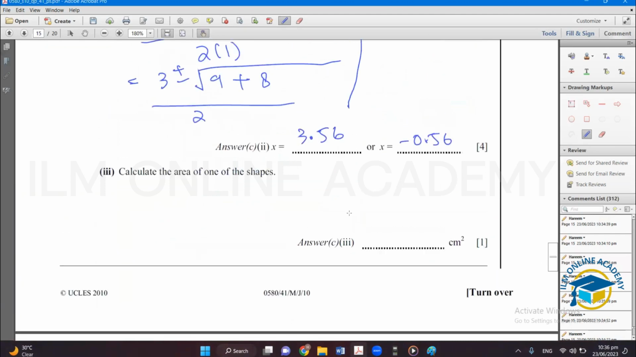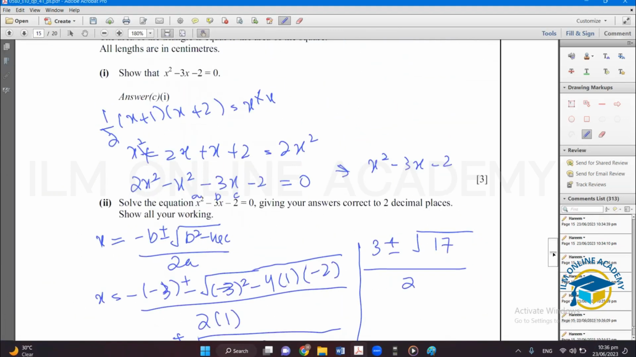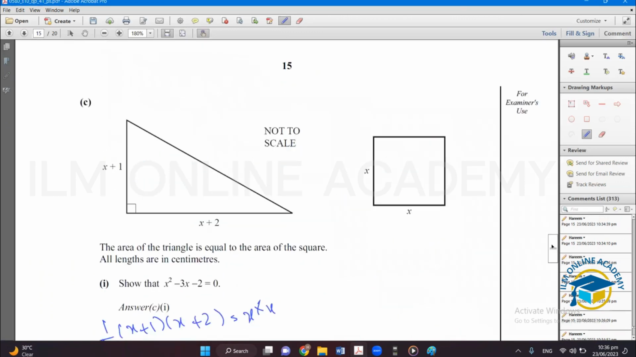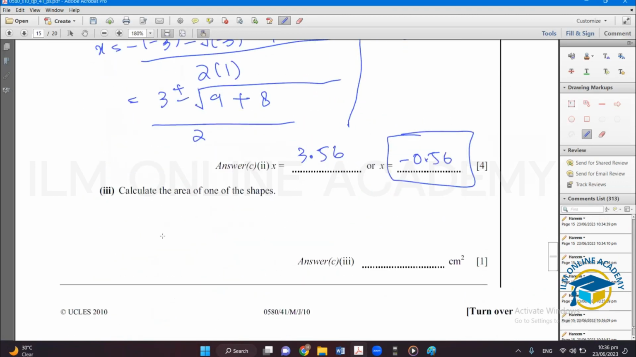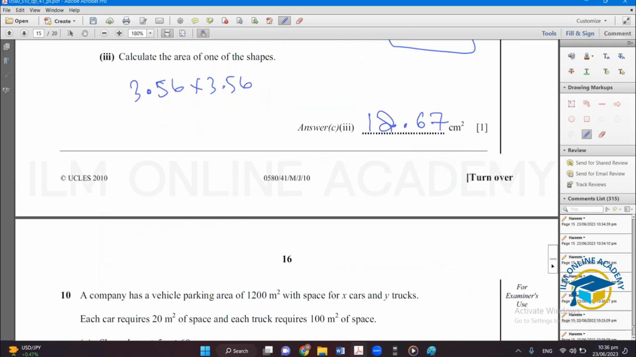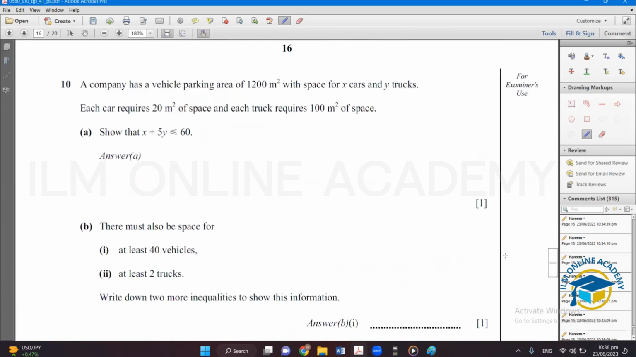That's it. Now you have to calculate the area of one of the shapes. First thing first, you can't take this thing. What you have to do is I'm going for the square because it's simpler, x into x. So you are taking the value of 3.56 only, 3.56 multiplied by 3.56. Why? Because the length cannot be negative. So 3.56 into 3.56 is 12.67. That's the answer.